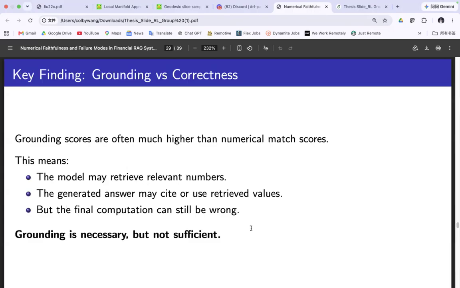And the key finding is that grounding scores are often much higher than numerical match scores. This means that the model may be able to retrieve relevant numbers, and the generated answer may cite or use retrieved values, but the final computation can still be wrong. So the idea is that grounding is necessary but not sufficient.